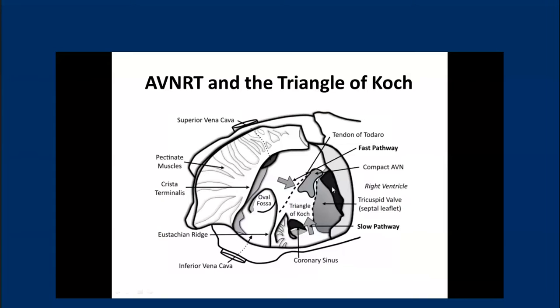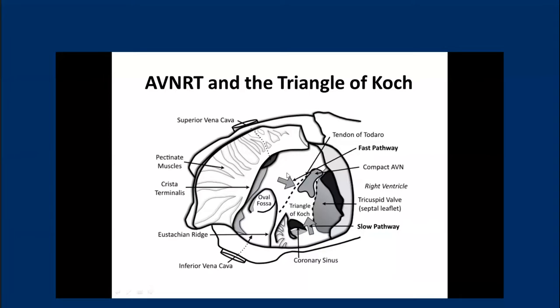So as you can see, this is the commonly described triangle of Koch, which is responsible for the pathogenesis of AVNRT, whereby we have abnormal conduction through the atrioventricular node, with two types of conduction, a fast pathway as well as a slow pathway. And in the typical AVNRT, the slow pathway conducts anterogradely, whereas the fast pathway conducts in a retrograde fashion.